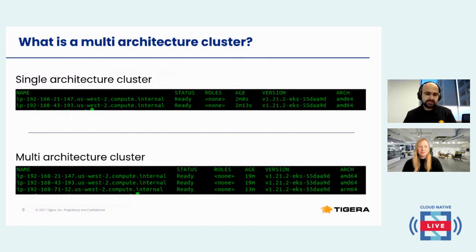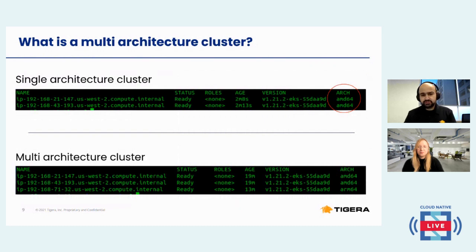Usually when we create a Kubernetes cluster, we use an Intel or AMD CPU, which is based on x86 or AMD64 architecture. We can verify this in the first picture. Both nodes are based on AMD64 architecture.